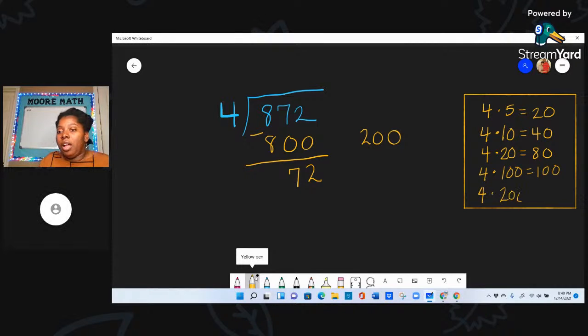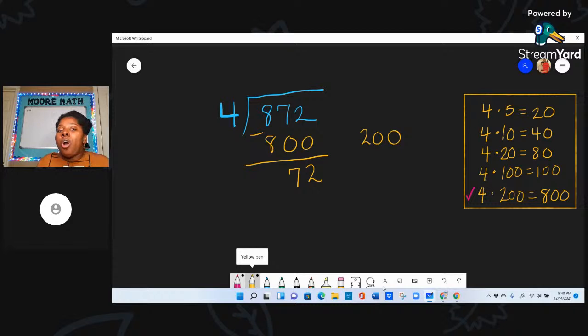800. Good. So having this box is really going to help us as you're trying to get close to a number. It's going to help you really get those numbers. So we have 72. Now we started with 4 times 200, right? Mm-hmm. And that already helped us get really close to that 872. So I'm going to check that off. We are good to go with that.